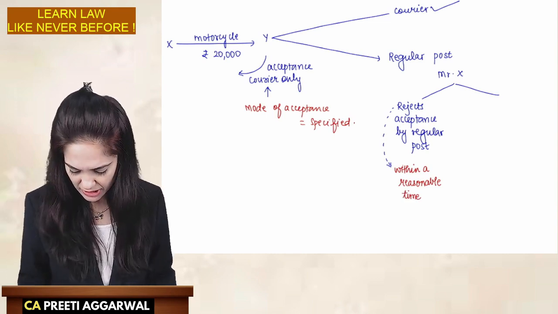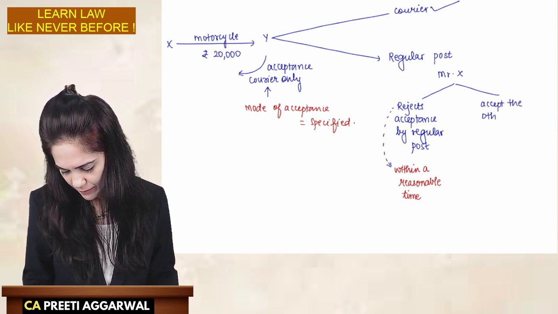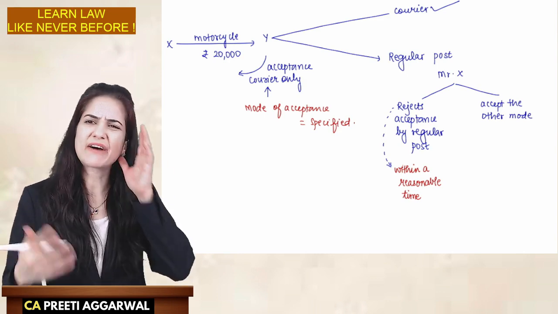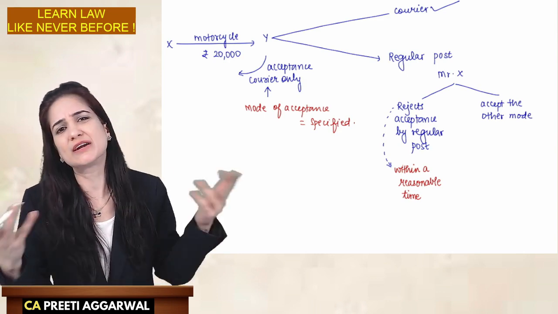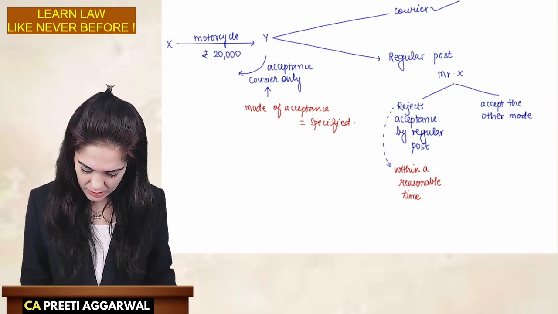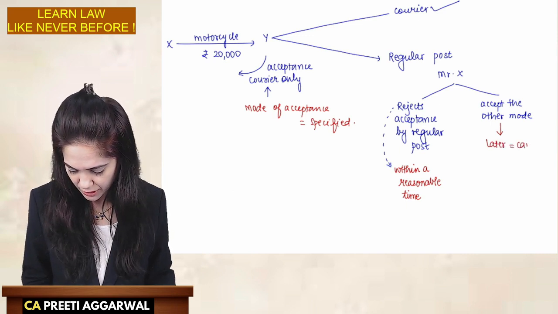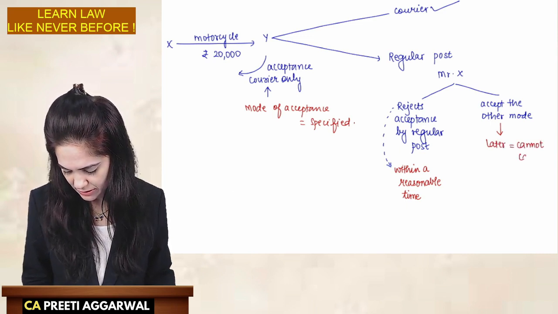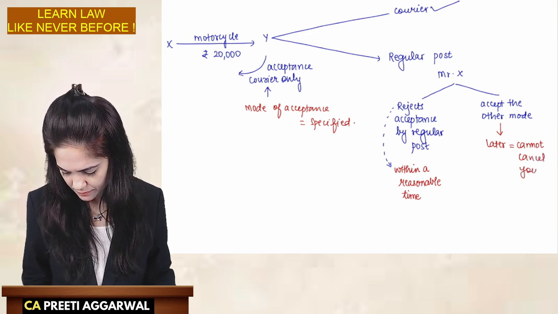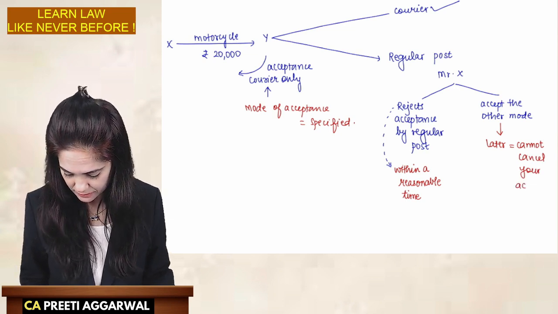Or he can accept the other mode. It's fine. Even if it's not sent by courier, at least he confirmed by regular post. At least I was able to sell the motorcycle. It's okay. But then later, you cannot cancel it. Once you accept the other mode, you cannot cancel it later.